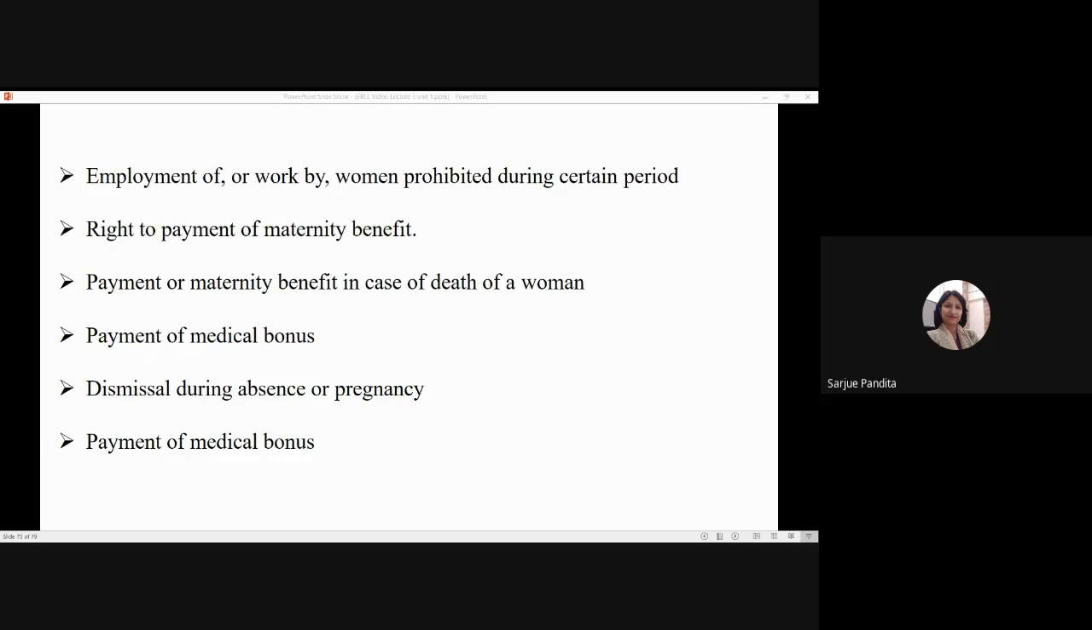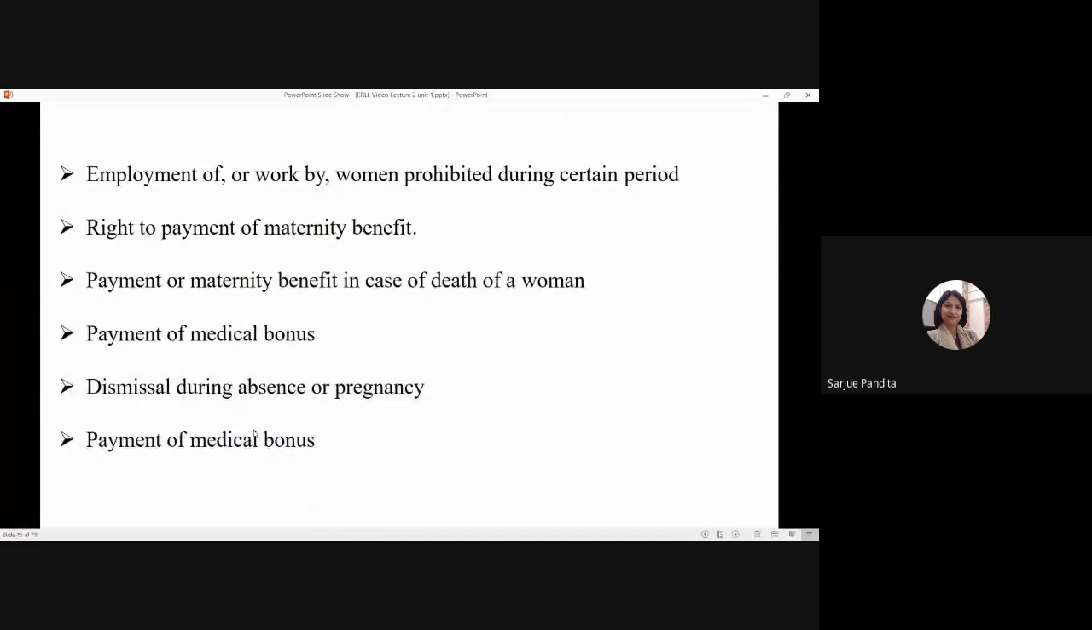Then, any woman deprived of maternity benefit or medical bonus or both may, within 60 days from the date on which the order of such deprivation is communicated to her, appeal to such authority as may be prescribed, and the decision of that authority on such appeal, whether the woman should or should not be deprived of maternity benefit or medical bonus, shall be final. The payment of medical bonus we have already discussed.